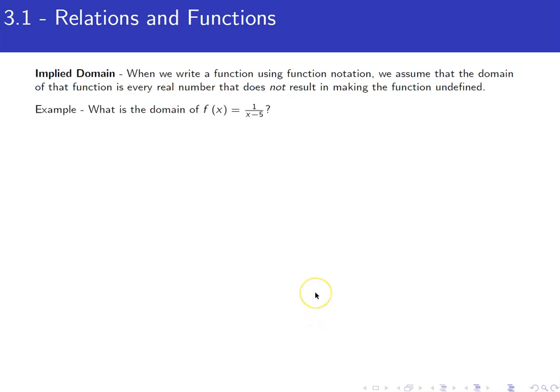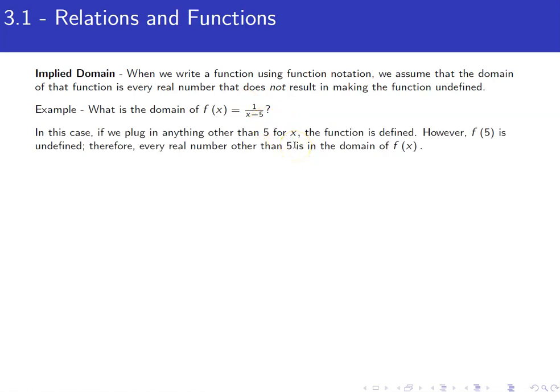Okay? So let's look at an example here. We're asked, what is the domain of f of x equals 1 over x minus 5? Well, what can go wrong here if I plug in a number for x? This denominator could turn out to be 0, and we know that division by 0 creates an undefined situation. So if we plug in anything other than 5, we're good. But if we plug in 5, we will get something that's undefined because we get a 0 in the denominator.